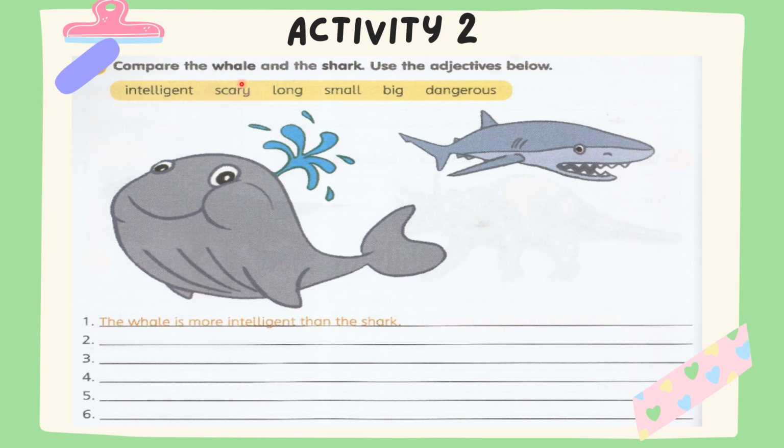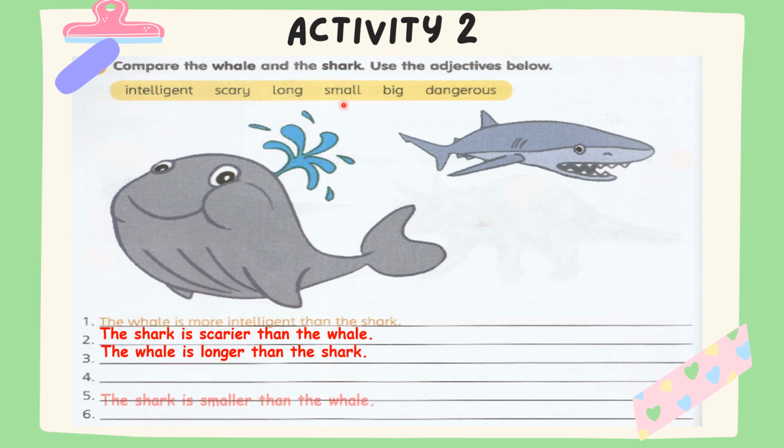Okay, next one, scary. So who is scarier? The shark or the whale? Of course, the shark, right? So the correct sentence is the shark is scarier than the whale. You just replace Y with I, gantikan Y dengan I, and then you add ER, tambah ER. You cannot use more scary, you have to use scarier. Okay, long. So this one is very easy. Long, 1 syllable. So you just add ER. So, siapa lagi panjang? Ikan paus kan? So, the whale is longer than the shark.